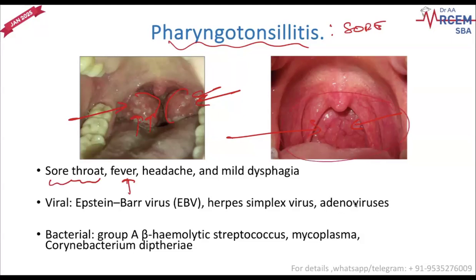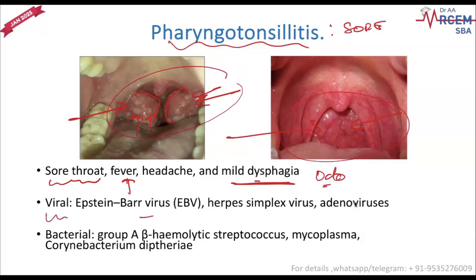If the posterior pharyngeal wall or the tonsils are inflamed, then there will be mild dysphagia. Rather than calling it dysphagia, it is odynophagia, what we call it. That is painful swallowing. Whenever they swallow, even the saliva, it will be painful because that part of the mouth and the oral cavity is inflamed.